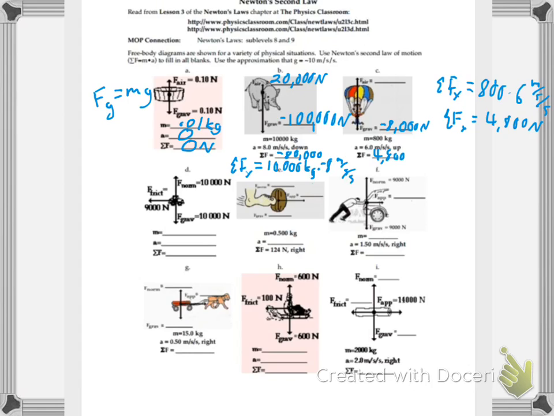So we get the sum of our forces. We know our down force is negative 8,000. We don't know what that up force is. So here we want 4,800 equals our up, and then minus, so we're going to add our down, which is subtracting 8,000. So when we add 8,000 newtons to the other side, we see that the air resistance is then 12,800 newtons.